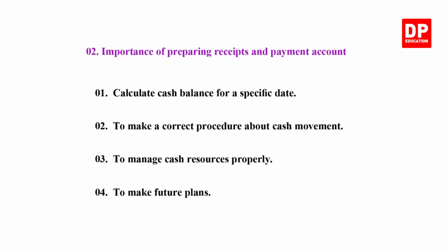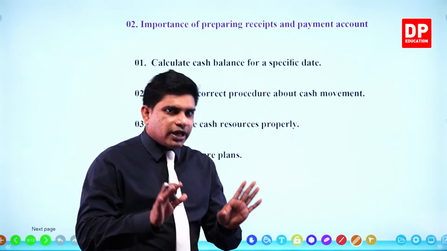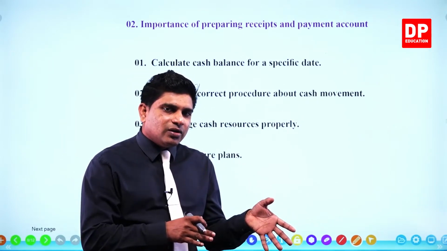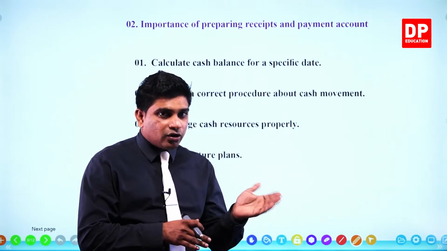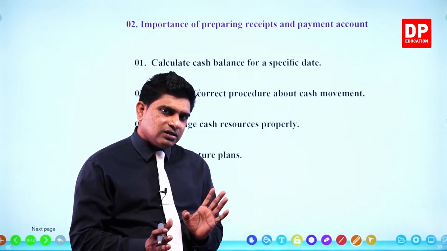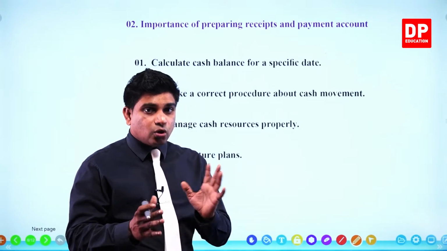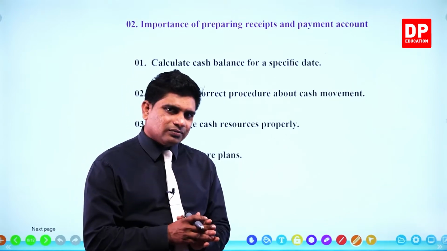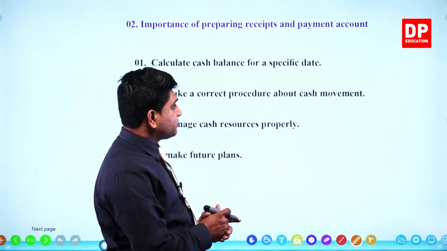Importance of preparing receipts and payment account. What do you record there? All the received money and paid money. What can you see there? Available cash balance, opening cash balance, year-end or month-end or week-end cash balance, paid money and for what you paid, and the sources from which you received money. Everything you can see there. Everything means only cash-related transactions, right?